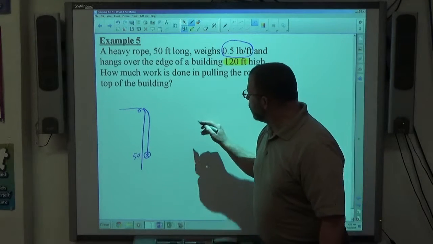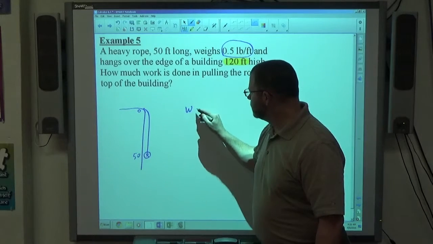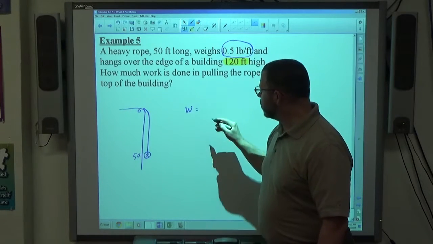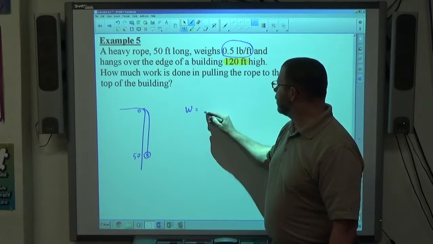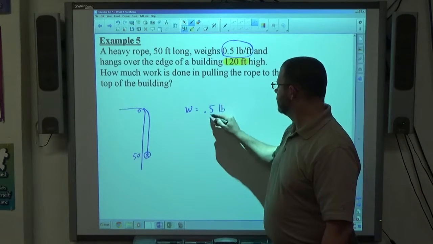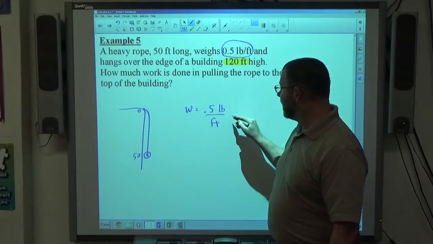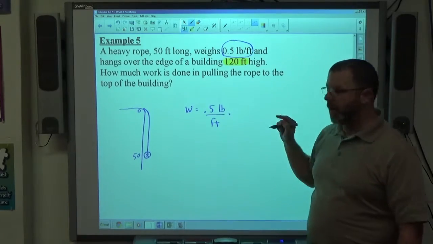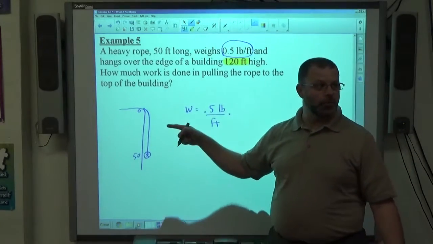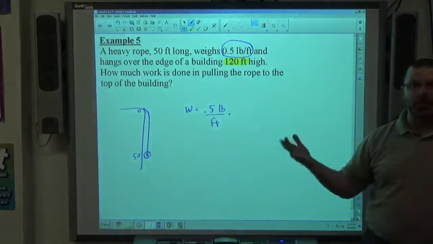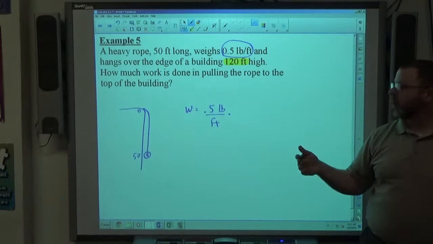All right. So the weight of the rope is equal to half a pound per foot times the number of feet. Okay? Now obviously it's a 50-foot rope, right? So when I multiply this times 50 feet, that's just how much the rope weighs. All right?